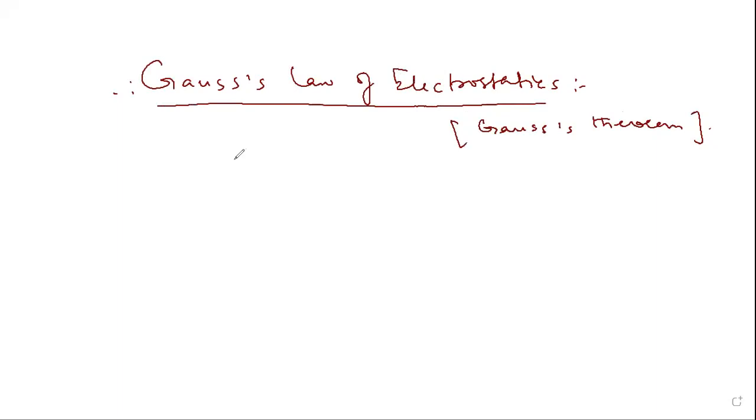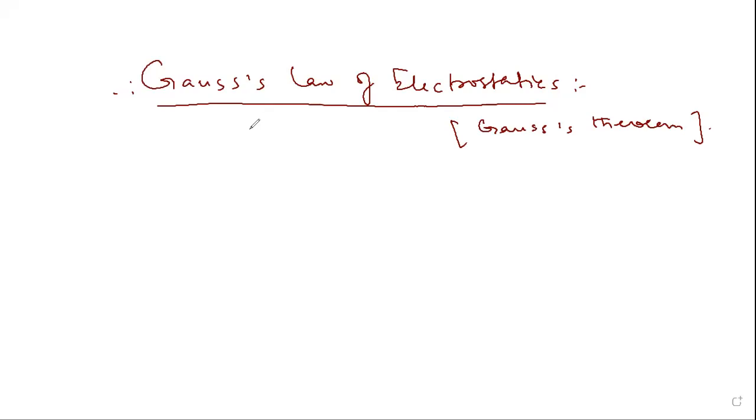Last time we said that we can find the electric field surrounding any charge due to Coulomb's law. Using Coulomb's law, sometimes the calculation may be complicated. Now we have an alternative method to Coulomb's law for finding the electric field surrounding a charge, that is Gauss's law, right?